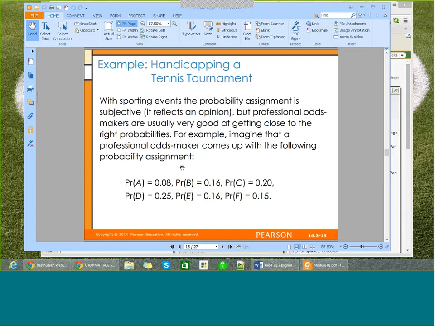Okay. So for those of you who don't know how to go between decimal and percentages, you just multiply the decimal by 100 to get the percentage. Or if you do 8% divided by 100, you get the decimal. Okay. So you should know how to do that.